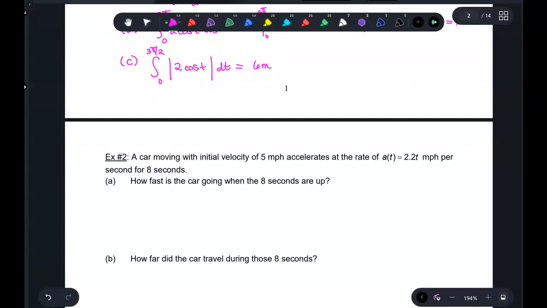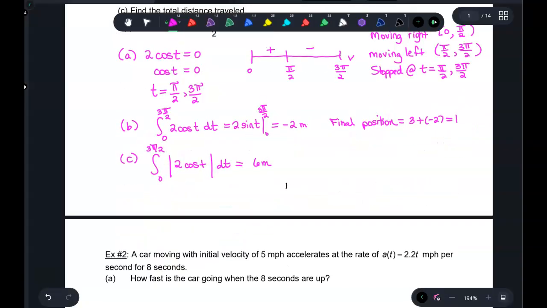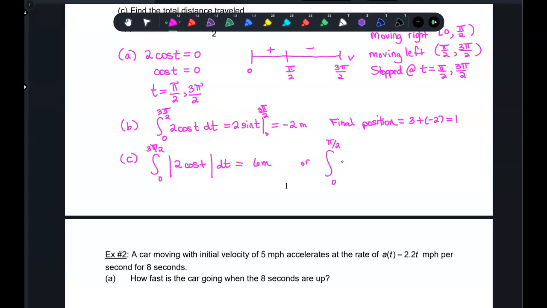Wait, I'm confused why I have to split up into 2. Oh, because velocity is positive here, but negative here. So if we were to do this by hand, we would have to break this up into 0 to pi over 2 of 2 cosine t dt. But then this will be negative, so I'll subtract it, because we want this to be positive, right?